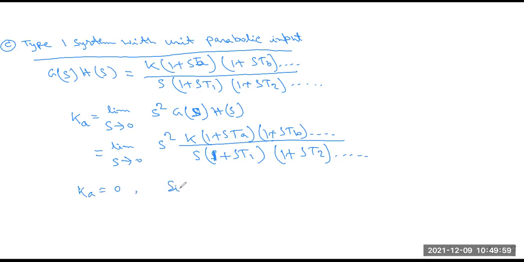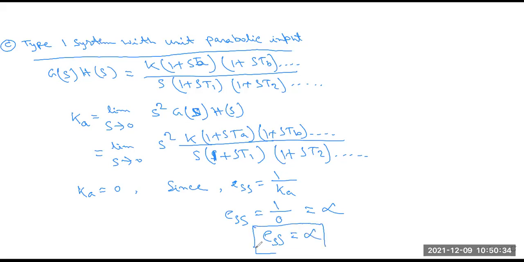So when Ka is 0, ESS, that means steady state error, equals 1 by Ka. We know this equation. Now we put it in the steady state error calculation: ESS equals 1 by 0. So 1 by 0 means infinite, and the value of ESS equals infinite. So this value is very important. This is the unit parabolic input function.